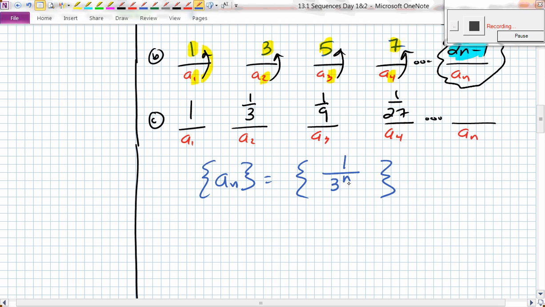3 to the n. Let's start with that and see if that gets us anywhere. How do I know this is not right? Plug in the first value. Plug in a 1 for n. That would be a third, which is the second term. So I am 1 off. How do I remedy this situation? Yeah. Subtract 1 in the exponent. You got it.